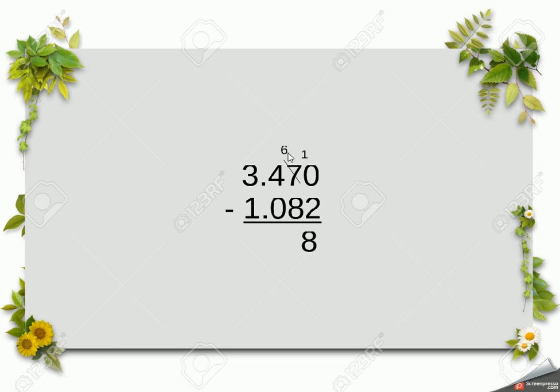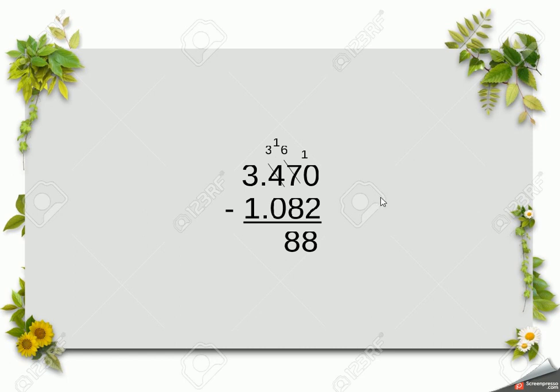Go over to the next column and again we have the same problem. 6 take away 8, we can't do it. So we borrow 1 from the first decimal place column. So the 4 becomes a 3. And the 1 goes over, making the 6 16 instead of 6. And we can now do 16 take away 8, which is 8.